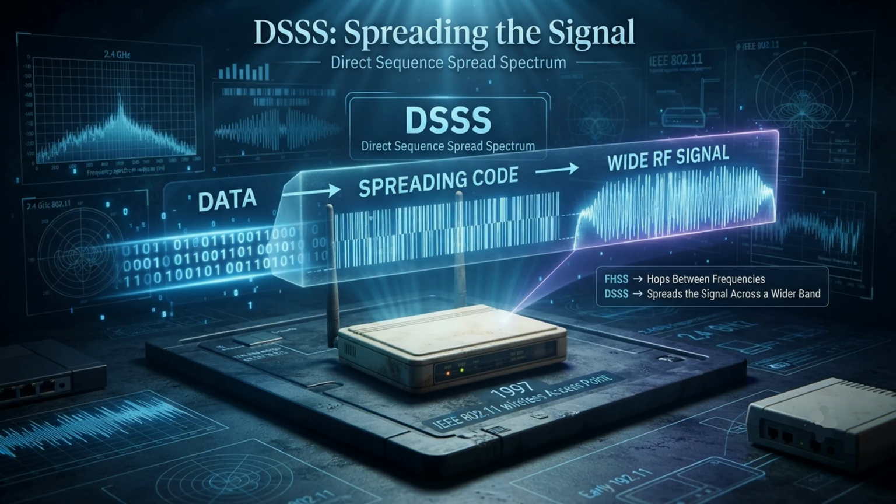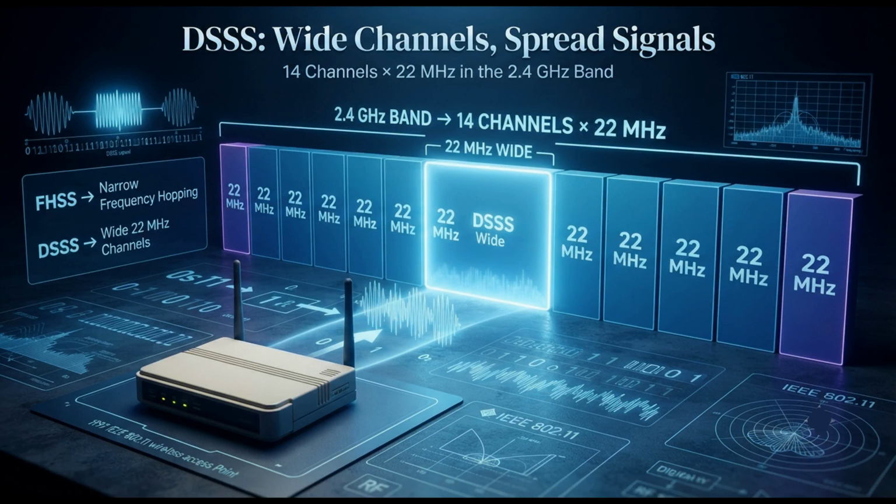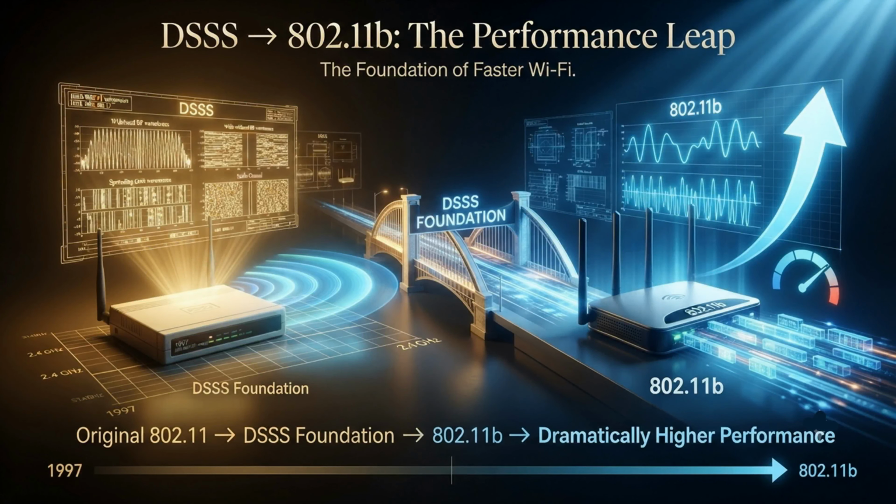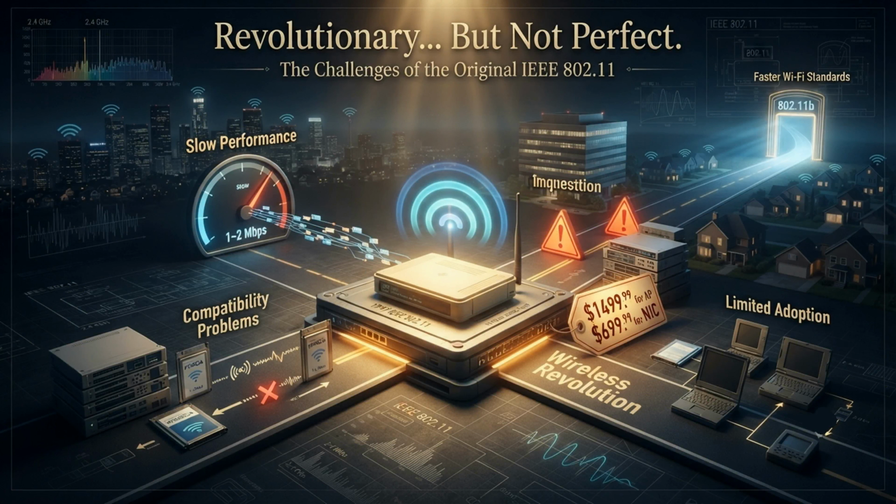Direct sequence spread spectrum. The second technology was direct sequence spread spectrum, or DSSS. Unlike frequency hopping spread spectrum, direct sequence spread spectrum transmitted over wider channels. It divided the 2.4 GHz band into 14 channels, each 22 MHz wide. The center frequencies were spaced only 5 MHz apart, meaning the channels significantly overlapped with one another. Direct sequence spread spectrum eventually became the foundation for 802.11b, which would dramatically increase Wi-Fi performance just a few years later.